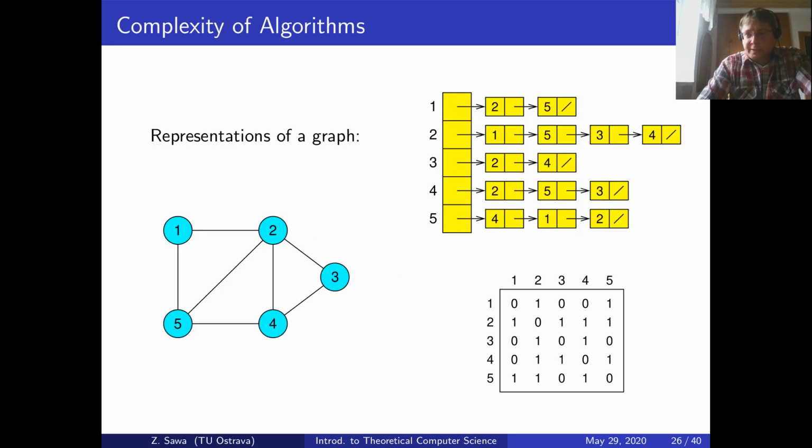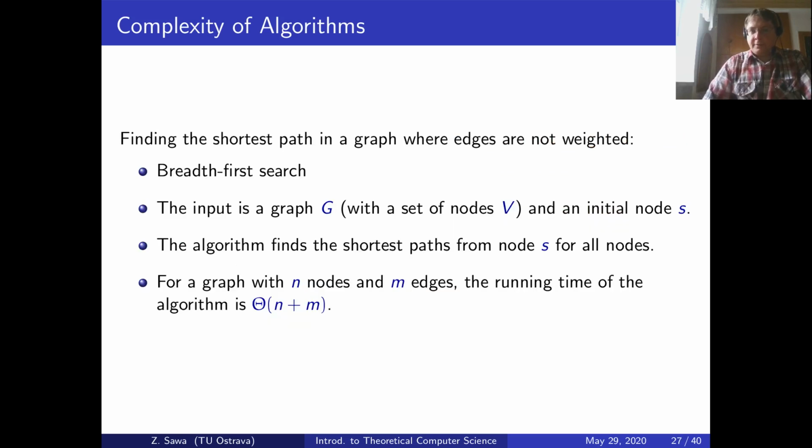Just to illustrate the analysis of time complexity of some graph algorithm, I will describe a very simple graph algorithm, one of the most basic graph algorithms, and this is breadth-first search. So the algorithm that finds the shortest path in a given graph starting from the given initial node S.